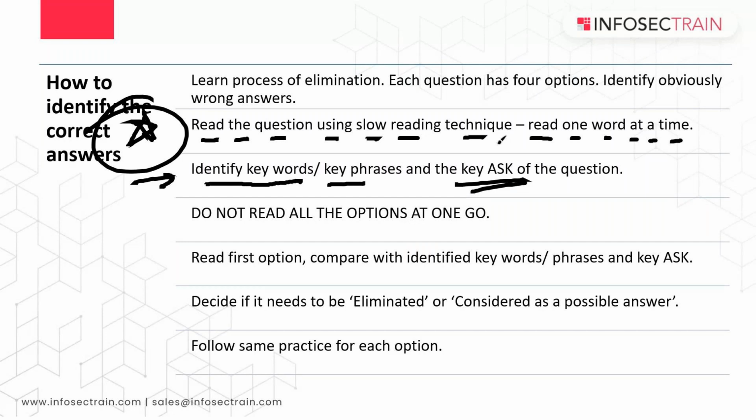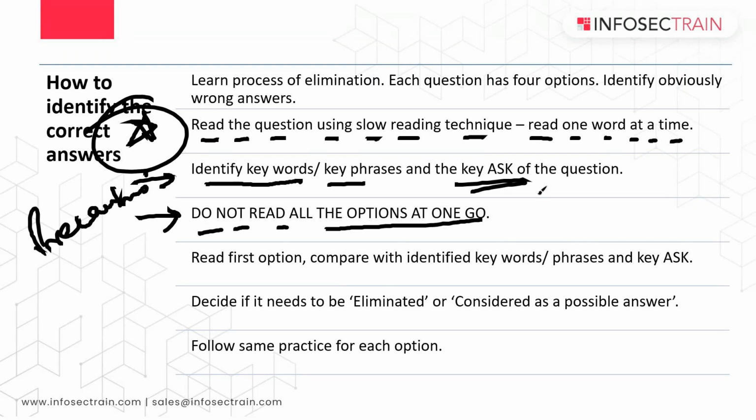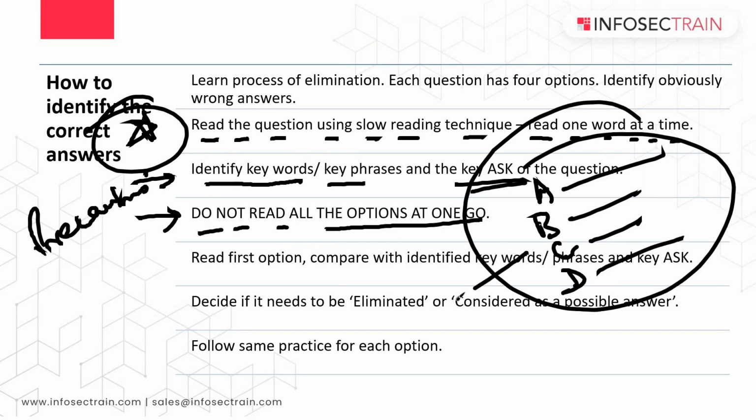And then another precaution is, do not read all the options at one go. The moment we read option A, the moment we read option B, then C, then D, what happens? It leads to confusion.